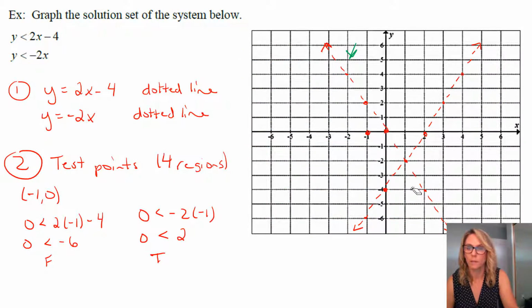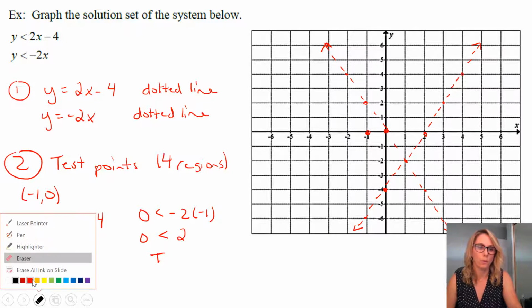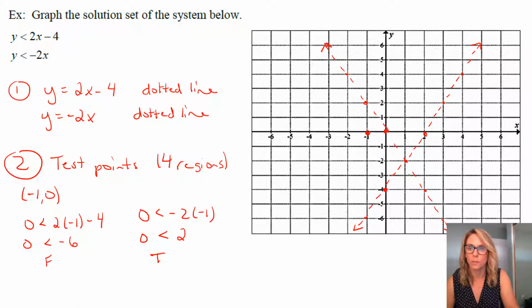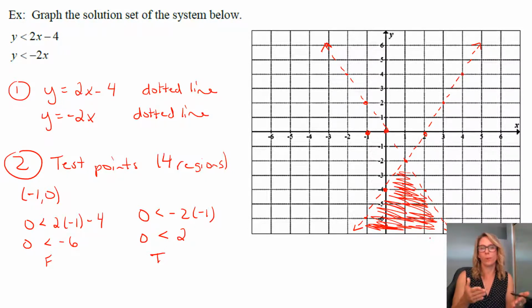Okay. So now I'll do red. And now I'm just going to shade this middle part. And if you want, you can always check your answer. You can find a point that sits in this area right here and test it in both of your inequalities. It will make both of them true. And that is a way to tell yourself, yes, that is the region that I want to be shading.